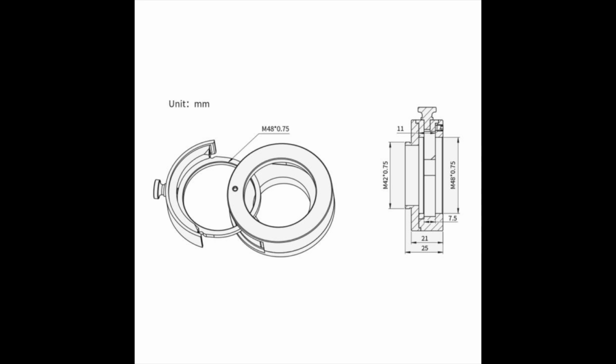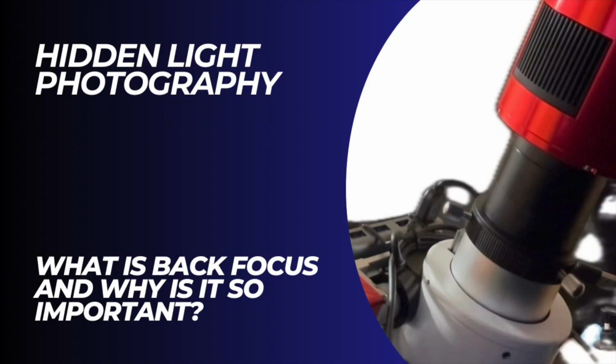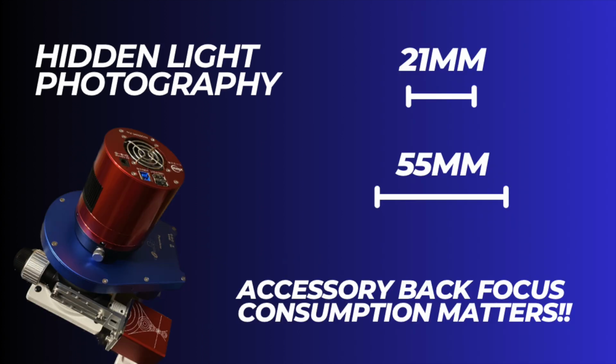For example, the ZWO filter drawer that I have uses 21 millimeters of backfocus, and my Starizona filter drawer uses 17.5 millimeters. Of course, if you find one that uses less backfocus than you're looking for, you can always add spacers in order to increase the backfocus. If you need help with backfocus, check out my videos going over backfocus, which I'll have links to in the description of this video.